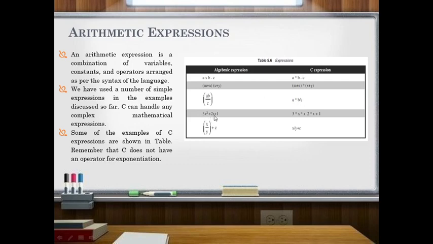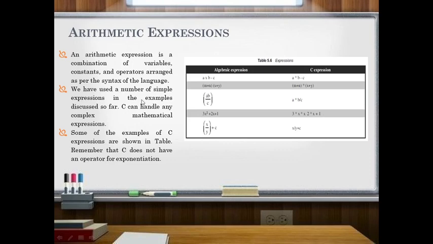3x square plus 2x plus 1 is an expression, but in C, x square can be written as x into x, right? And similarly 3 into x plus 2 into x plus 1. You cannot write 2x or 3x normally. And x by y can be written as x forward slash y plus c. So these are the normal expressions which we use in real life, and the same expressions are represented in C language in this way.